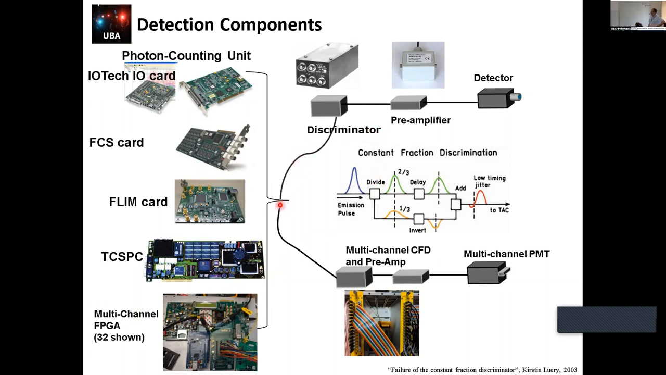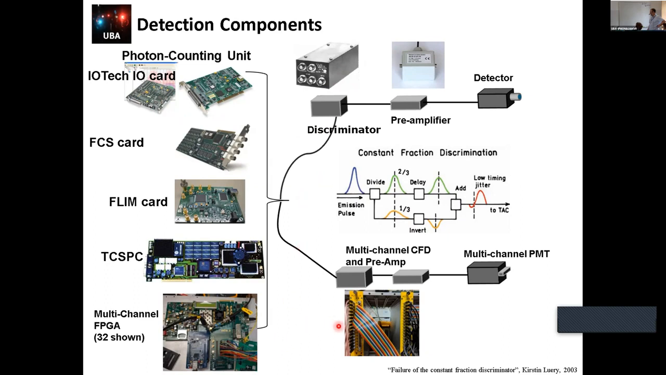But before the information comes to the card, we need to condition it. We need a preamplifier to amplify the signal, and a discriminator, which will tell the card if the signal is one or not, is digital or not. This is just some electronics that you need to calibrate, and then it works.